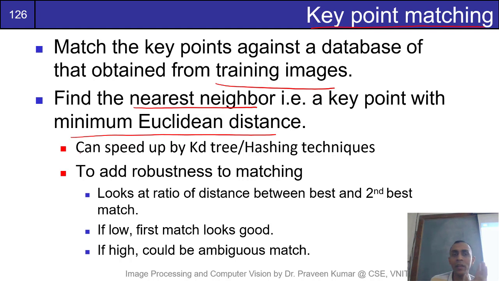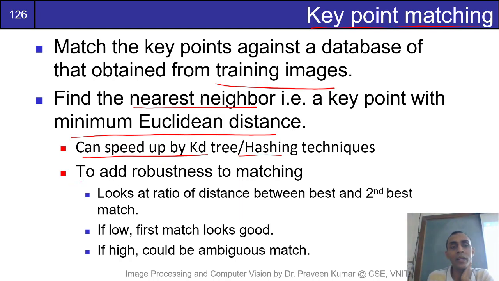Now with nearest neighbor, you have to basically compare with all. So if your database has 10,000 or millions of key points, then you'll have to do matching against all of them. So it may be a little slow, and you can speed it up by using algorithms like KD tree and hashing techniques. They actually did it, and they sped it up by a factor of 2 or 3 times. Again, I'm not going to go into details of this.